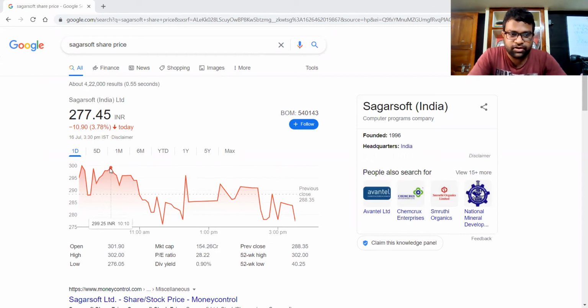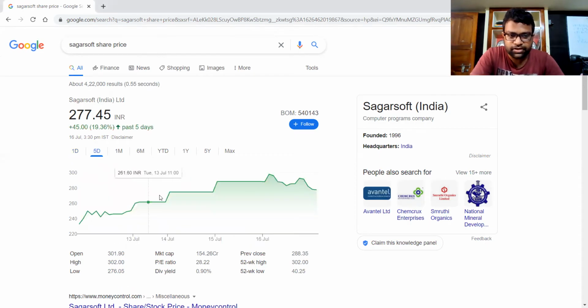In the morning, I found that the share was going up and down. Okay, it was at 288, then it went up to 297. So I found that it started going up and down. That means buying and selling has started in this share, right? So I thought it's enough for me. Let me sell it. So I sold it. Now you see, I'm showing a 5-day chart. Now the 5-day chart.